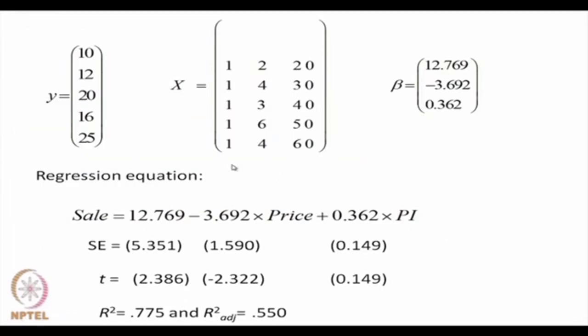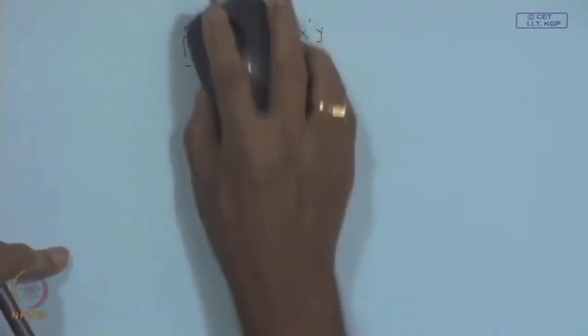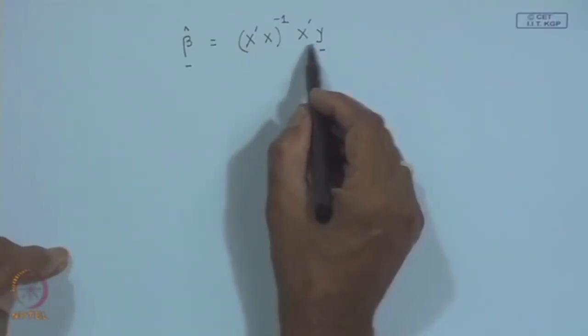Now, from the given data, the observed value of the dependent variable, the sale, is Y. Sale is basically Y. The matrix of independent variables contains the first column as 1 1 1 1 1, but the other two columns are the price figures and the personal income figures. Then we use our formula for beta, which is X transposed X whole inverse X transposed Y. Now that the values of Y and X are given here, we can use them here and find out a value.